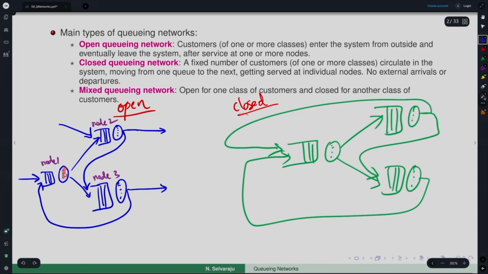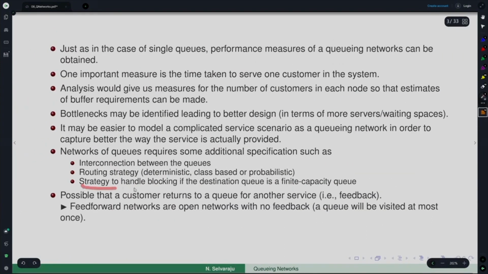He is not getting service, but he is not releasing the server either. So, the server is free, but it cannot serve the next customer. So, you have some issue here also because of this blocking, where the customer cannot depart from this particular node. This has to be kept in mind. So, the strategy to handle blocking also needs to be specified. These are certain additional requirements.